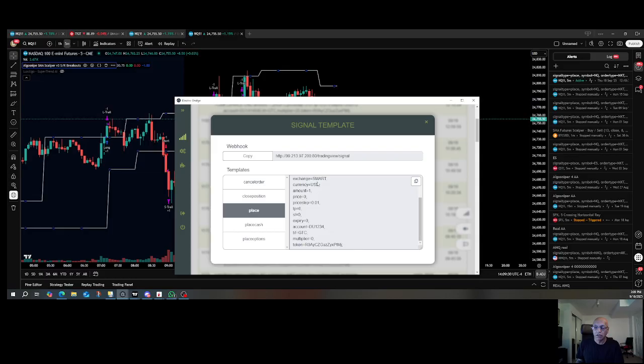So how does this communicate with TradingView? This is how it does. It's through a webhook. It has an IP address. It sends a message in here, and then it sends a message into your Interactive Brokers account. This has your Interactive Brokers account information. It has the account right there, right?